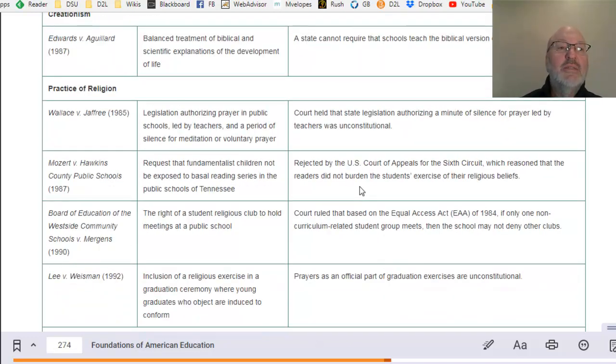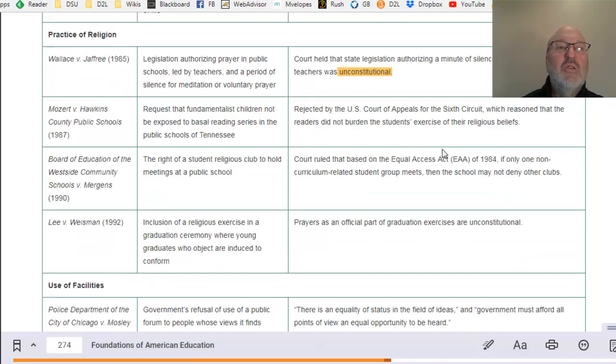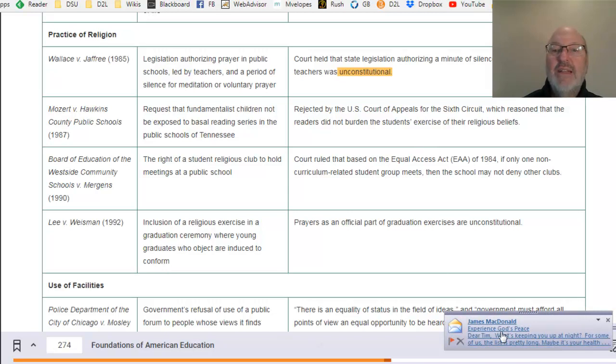and they decide what we can teach in our schools. The court held that state legislation authorizing a minute of silence by teachers was unconstitutional. So, okay, that was 85. You better not be having a moment's silence because it infers, and I adamantly disagree with this, that is your endorsement of religion. Not a religion, just religion. So the courts, again, you can't decide. We have to ask the federal government what to do with that.